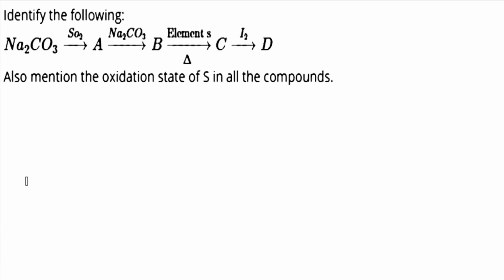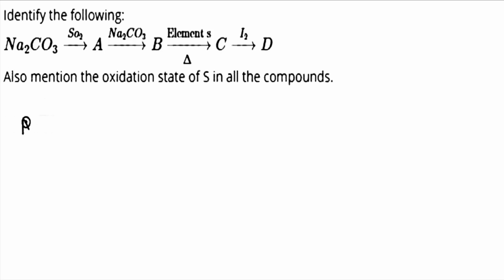In this question, we have to identify the compounds A, B, C and D, and then we also have to mention the oxidation states of the sulfur in the following compounds. So let's get started.